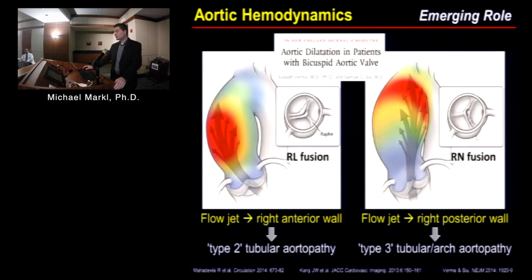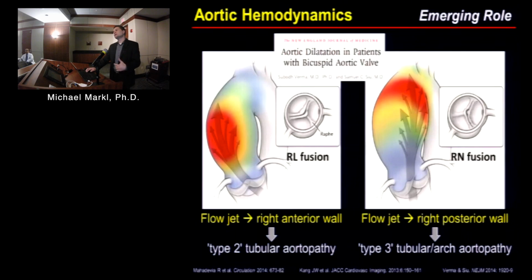If you look at the literature, you'll find studies that have looked at these aortic dilatation patterns. They found that this type of dilatation is more likely to be found in patients with this type of fusion pattern, whereas this type of dilatation is more likely to be found here. So there seems to be some indirect evidence linking BAV morphology with outflow pattern and the type of aortopathy you see in an individual patient.